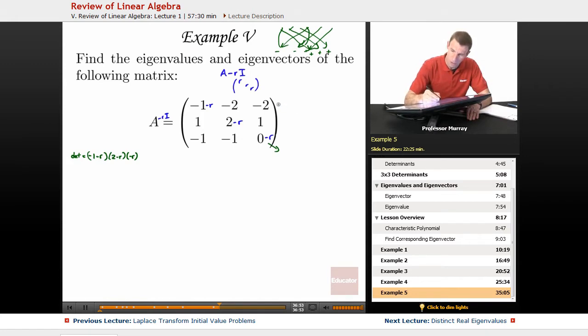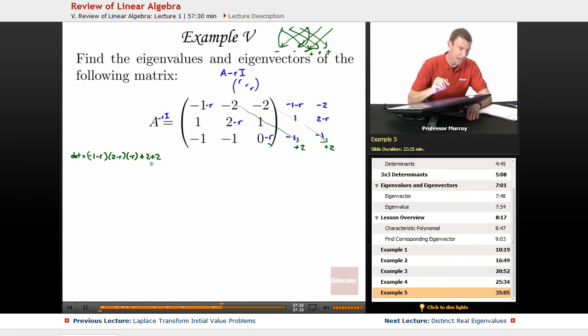So on that first column I've got -1 minus R, 1, and -1. The second column I've got -2, 2 minus R, and -1. And so if I look at that second column, that second diagonal here, that's +2. So that gives me a 2 there. And so I'll put a +2 here. That third column, or that third diagonal, again gives me a +2.